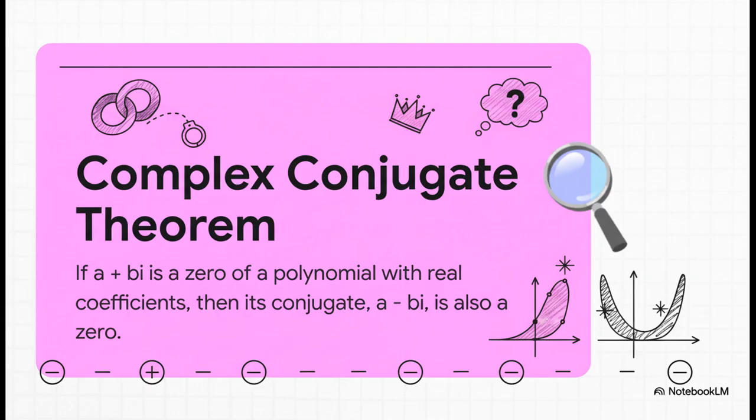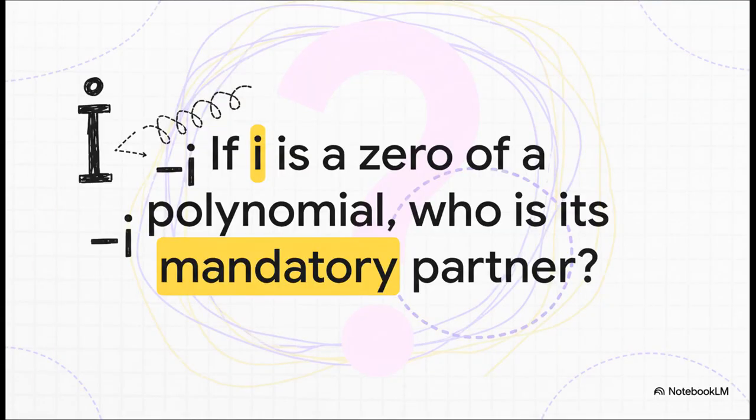They're partners in crime. So quick question for you. Let's say we're investigating a case, and we discover that the imaginary number i is one of the zeros. Who else has to be a 0? Come on, you know this one. That's right, its partner, negative i. They always come in pairs.